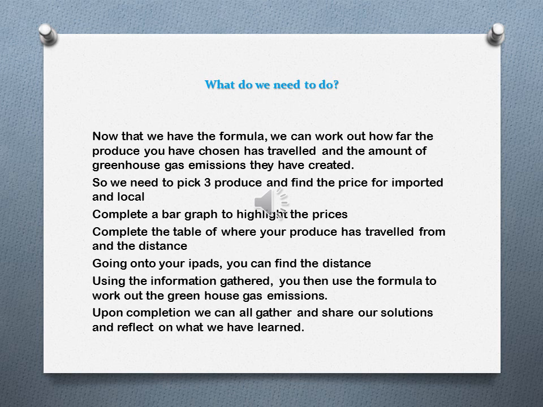Now that we have the formula, we can work out how far the produce you have chosen has travelled. So remembering our 3 produce that we picked, we need to complete a bar graph to highlight the prices. After that, we complete the table of where your produce has travelled from and the distance travelled. If you have trouble, go onto your iPad and you can find the distance of the country that you're looking at. Using the information, you then use the formula to work out the greenhouse gas emissions.